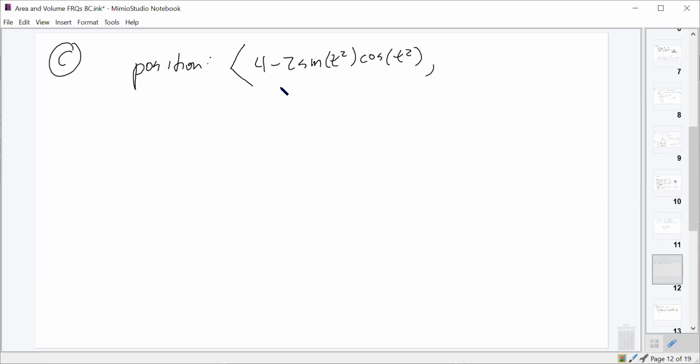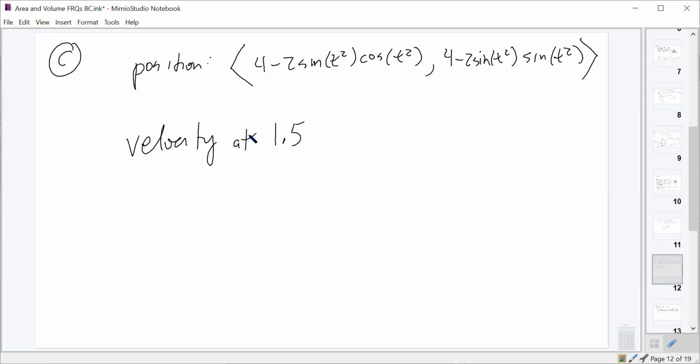And then the y component should just be our y value, which would be r times sine of theta. So 4 minus 2 sine of t squared, sine of t squared. There's your position vector. And then we want to find the velocity vector at 1.5. Well, the velocity vector is just the derivative of this. So it'll be x prime of 1.5 and y prime of 1.5.